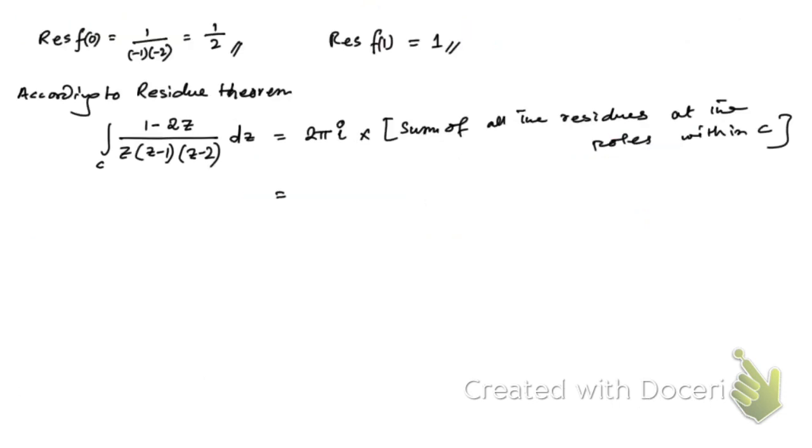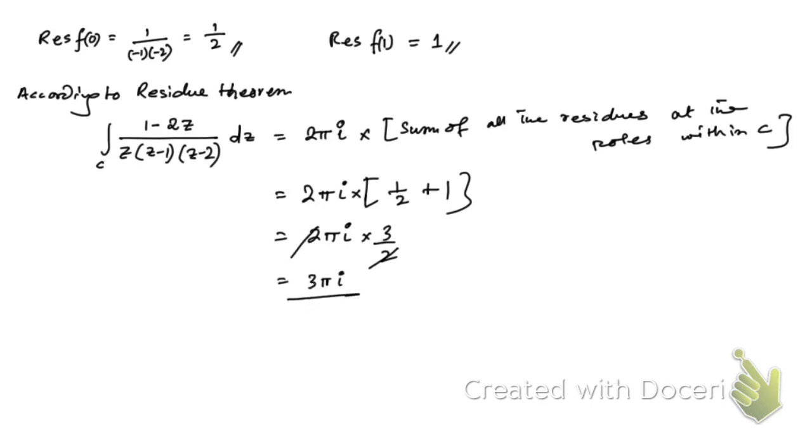So 2 pi i, and what are the residues? Half and 1. So the sum is going to be 3 by 2, right? And 2 pi i into 3 by 2, the 2 is gone, so we get 3 pi i. So this is the answer, the value of this integral. Hope you have understood this. Now let's move on to the next question.